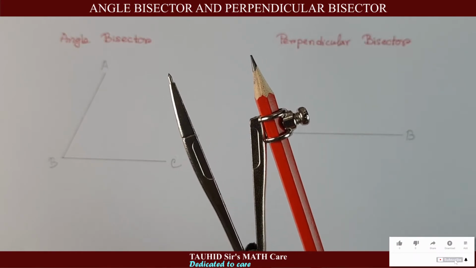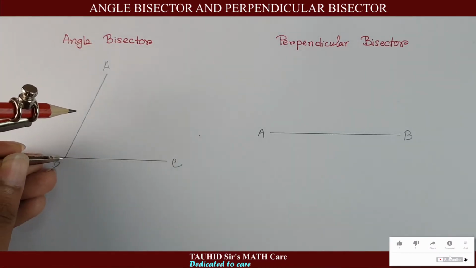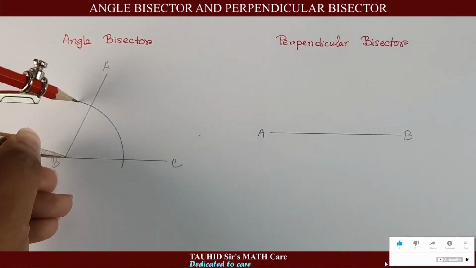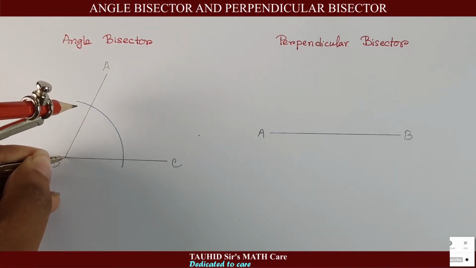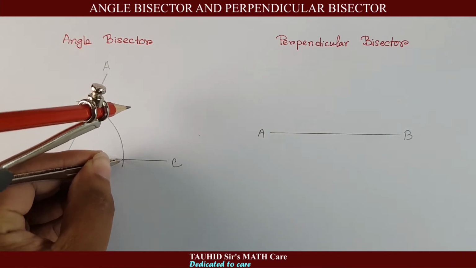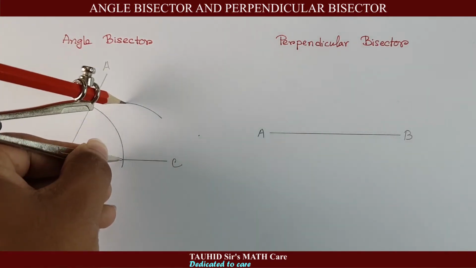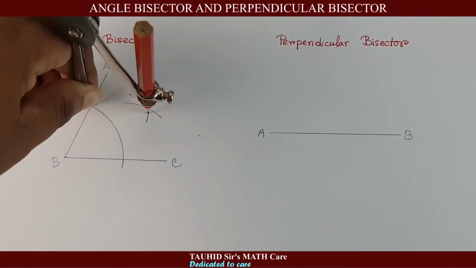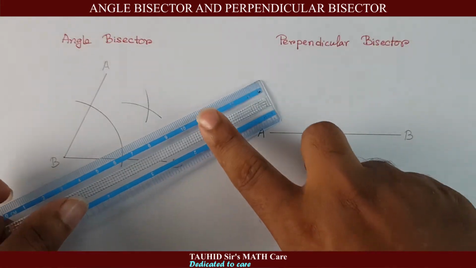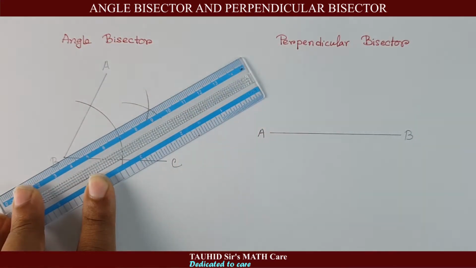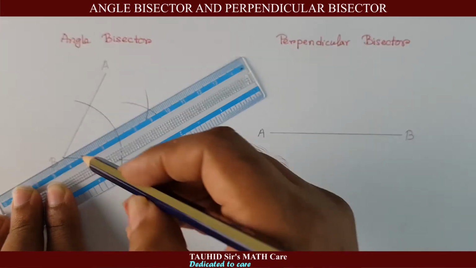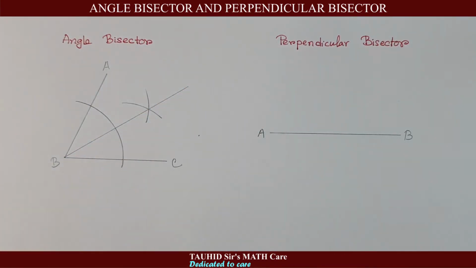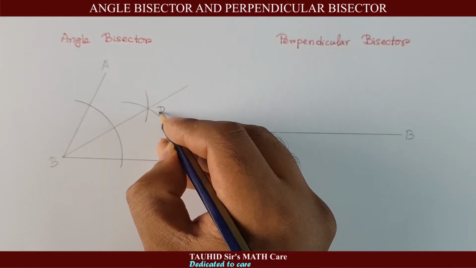First of all, we will take a compass. We will put the pin of the compass here and we will draw an arc which intersects both BC and AB. At this point we will put the pin and draw an arc, and from this point we will draw another arc. We will put the ruler like this and draw this line. We name this point as D.